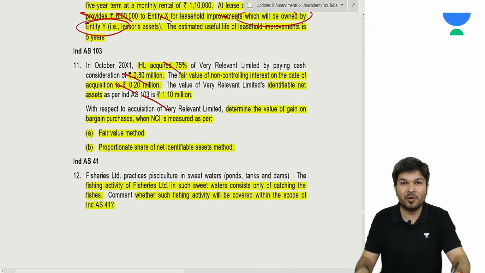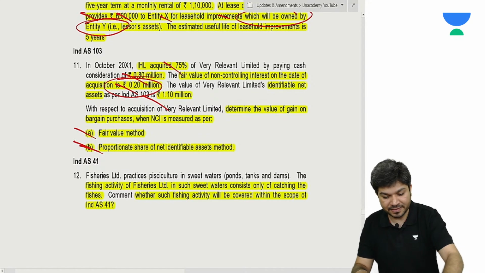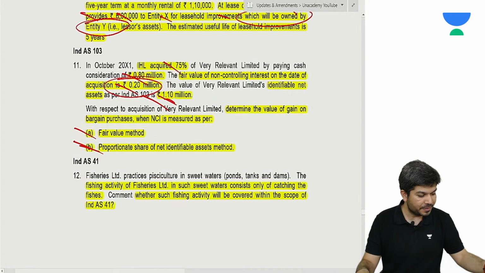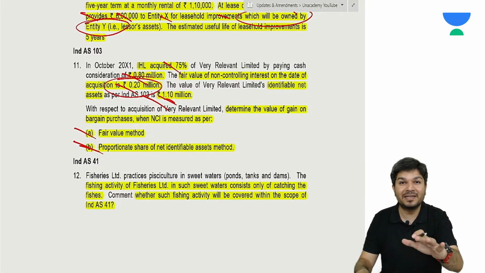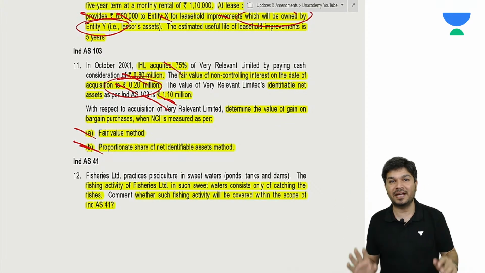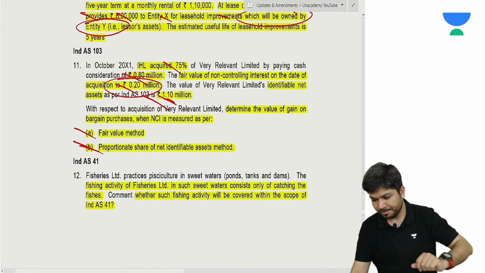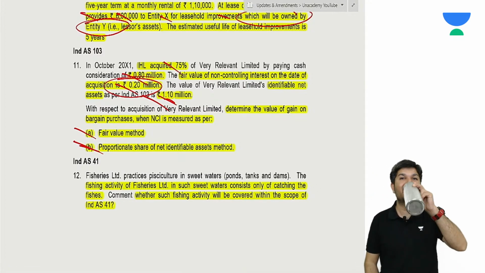If NCI is at fair value, the NCI will be at 0.2. If NCI is at proportionate net asset, so 110 ka 25%, 1.1 ka 25%, it's 0.275. Very simple question just to find out gain on bargain purchase if NCI is at fair value, if NCI is at proportionate net asset. Shall I move ahead?